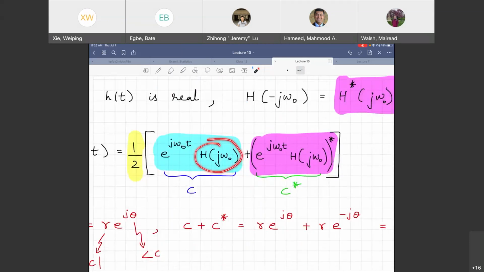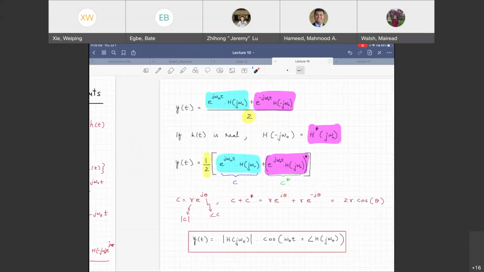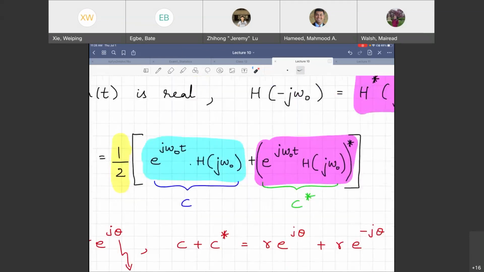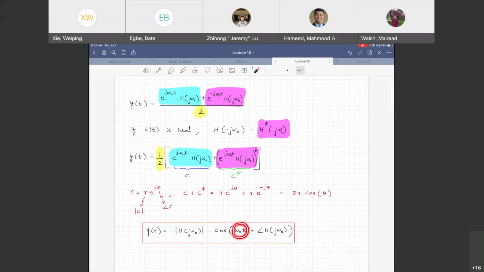H of j omega naught, right? So you've got the magnitude of C over there, the magnitude of H of j omega naught. Next, cosine theta. What is theta? Well, theta is the phase of C. What is the phase of C? Omega naught T goes over here. But also there will be some phase contribution from H of j omega naught. So the phase of H of j omega naught gets added on to that.